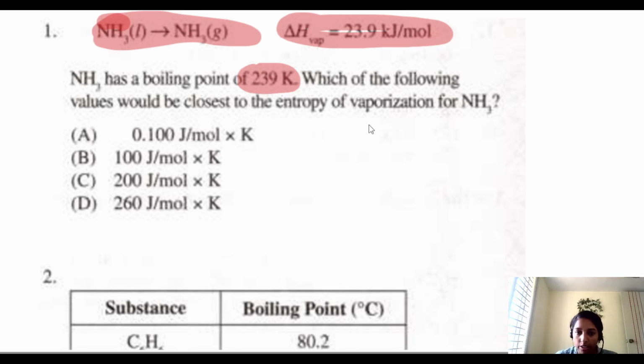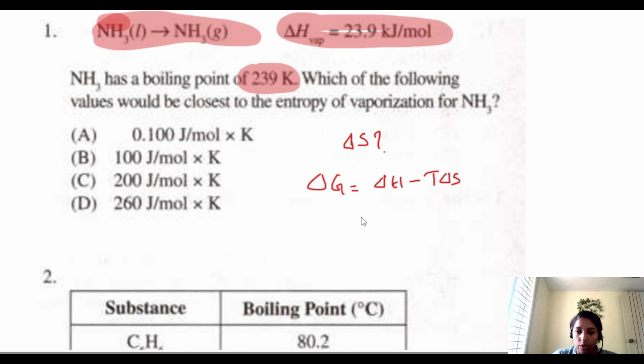So what we need is entropy. It's a question from thermochemistry. So delta S we need. What is given is delta H and temperature. Is there any relationship? Did you study the relationship between delta H, delta S and temperature? Yes, you know that delta G is equal to delta H minus T delta S.